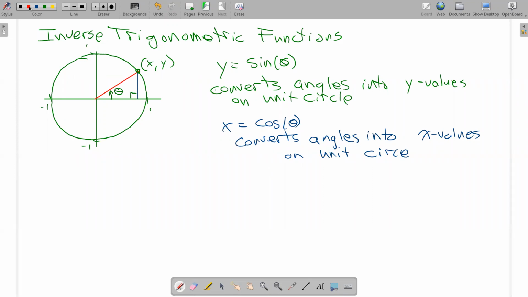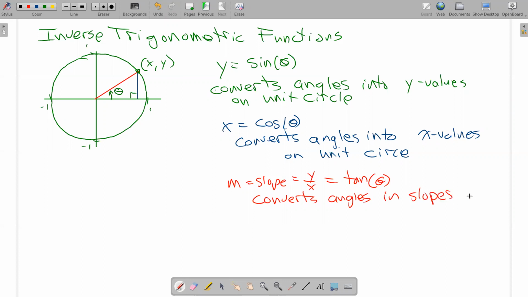Angles. And then one more, let's do the tangent. Tangent is the slope, right? It is m, slope, y over x on the unit circle. And so what does tangent do? It converts angles into slopes on the unit circle. Right, circle of radius 1.